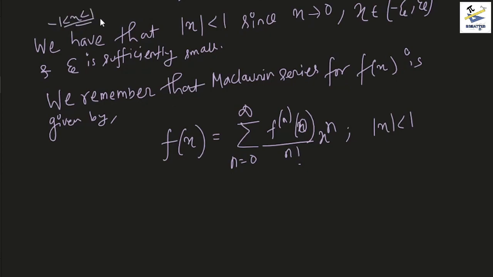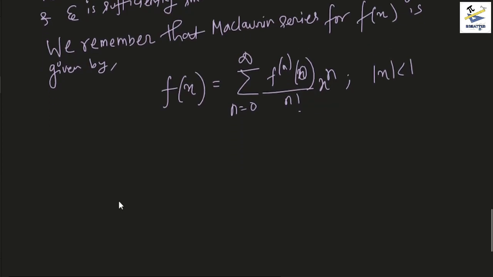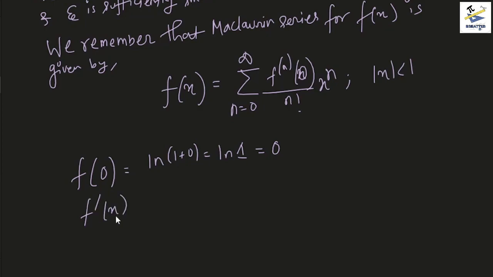Okay, so the only term we need to find is the nth derivative at the point 0. So let us begin and try to see what happens. Firstly, f of 0 should be ln of 1 plus 0, which is ln of 1, which is 0. So the 0th term is 0. Okay, f dashed x in fact would be 1 by 1 plus x, and this would mean f dashed 0 should be 1, right?